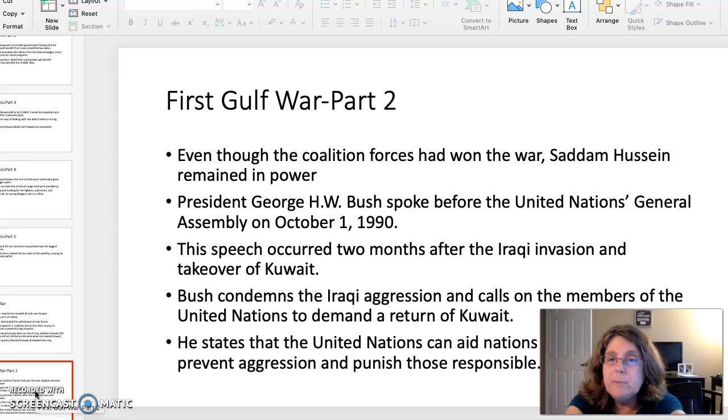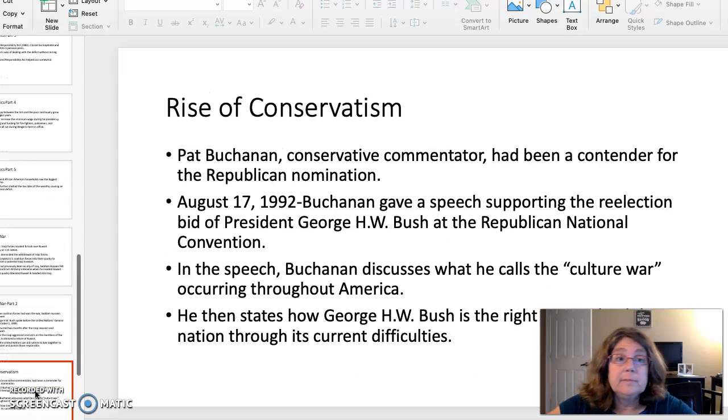President George H.W. Bush spoke before the United Nations General Assembly on October 1st, 1990, regarding Iraqi aggression. The speech occurred about 2 months after the Iraqi invasion and takeover of Kuwait. In the speech, he condemns the Iraqi aggression and calls on members of the United Nations to demand a return of Kuwait to the Kuwaitis. He states that the United Nations can aid nations to band together to prevent this aggression and punish those responsible. So that was basically the United Nations function, to punish aggressors.